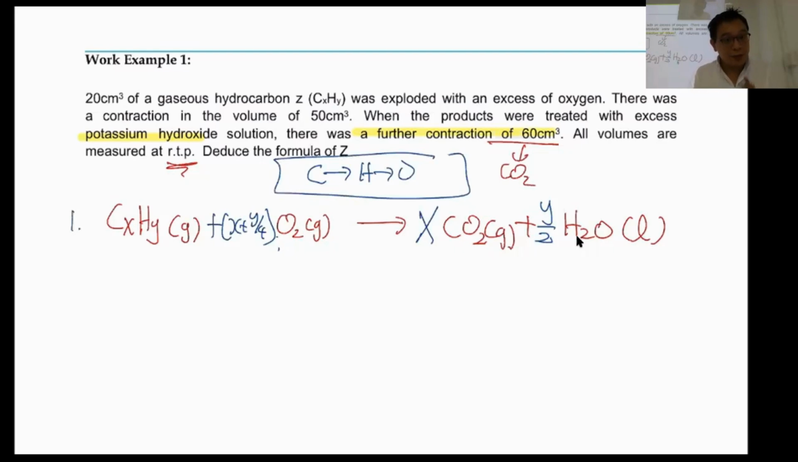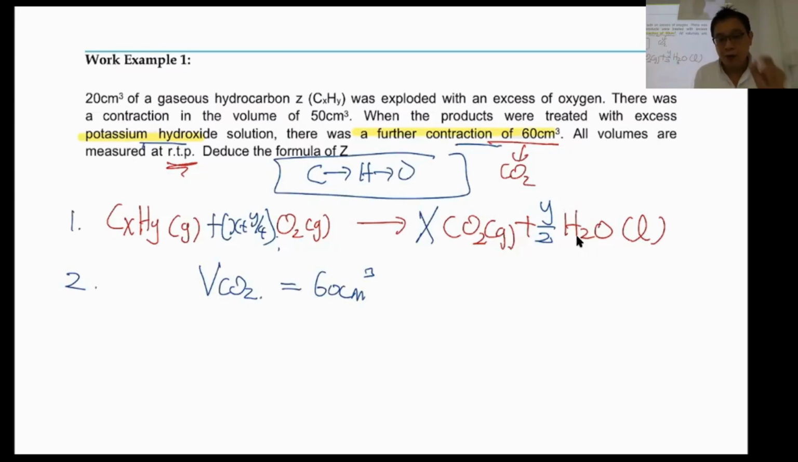Now in step number 2, I mentioned to you, look for the volume of CO2 by the contraction with your hydroxide. So the volume of CO2, which is step number 2, is equal to 60 cubic cm, because they tell me. Now step number 3 is a bit more difficult. This is finding the volume of oxygen. So just now the formula doesn't make sense.